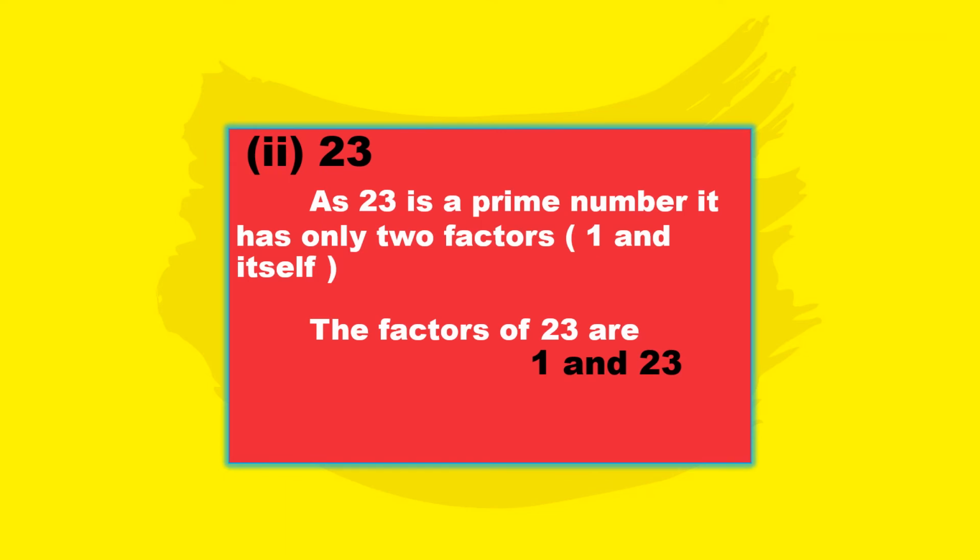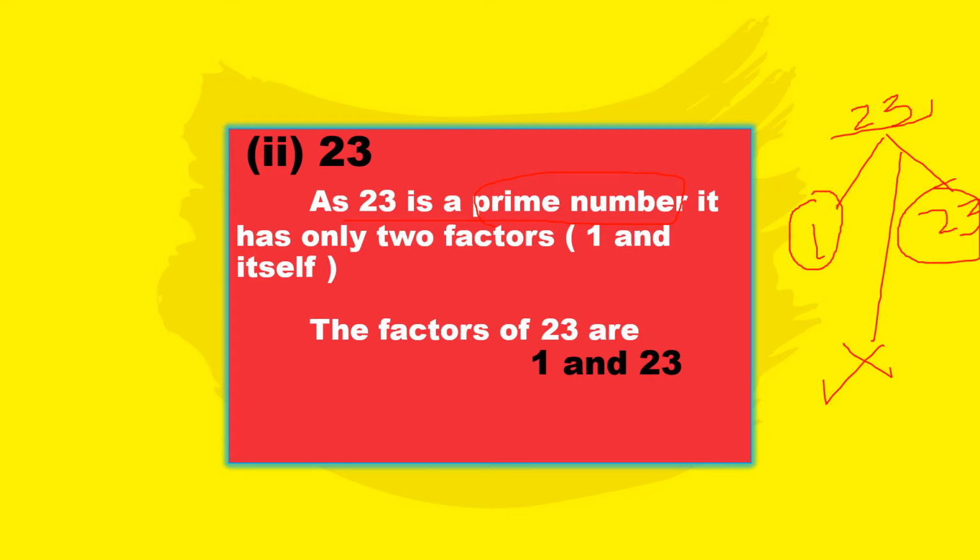23. So here 23 is a prime number. Why is it a prime number? Because it has only two factors, 1 and 23. It is not divisible by any other number. So if a number has only two factors, then such numbers are called prime numbers.